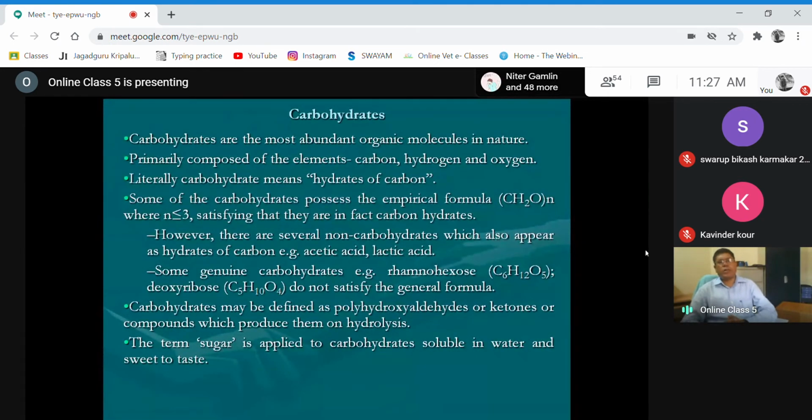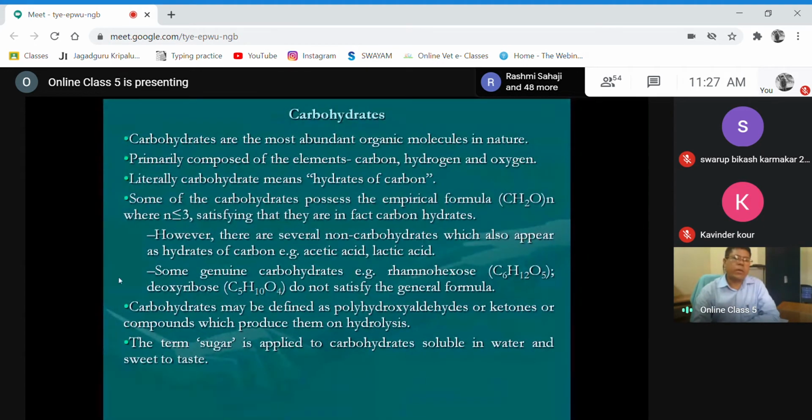Now, some of the carbohydrates possess the empirical formula (CH2O)n, where n is 3, satisfying that they are in fact carbohydrates, that is, the hydrates of carbon. So with n standing for 3, there should be 3 carbons, 6 hydrogens, and 3 oxygens. So this should be the minimum formula for the carbohydrate. They should satisfy this formula.